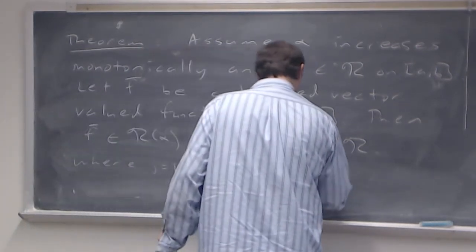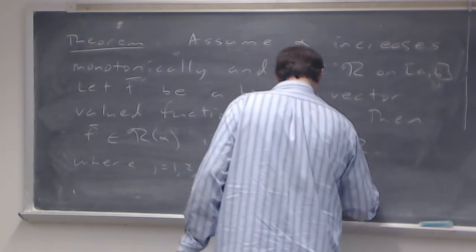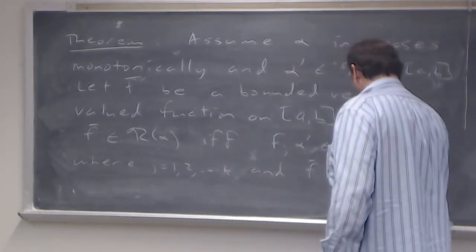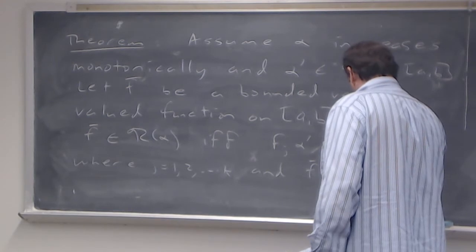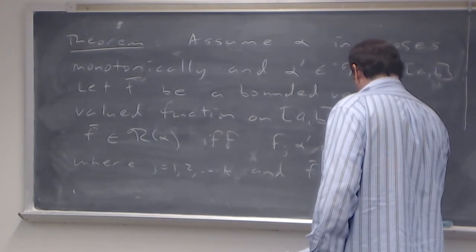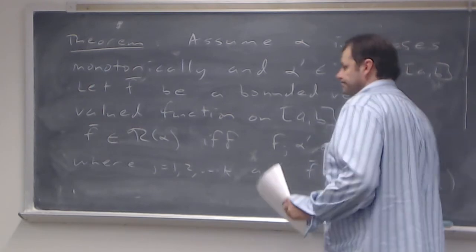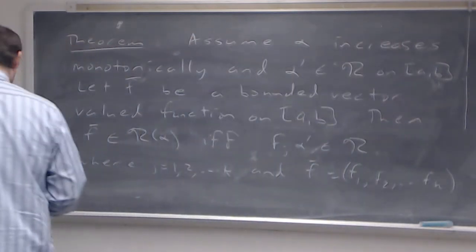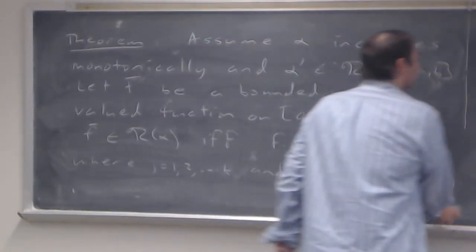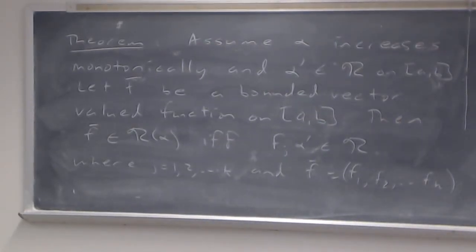And again, f bar is equal to the function whose component functions are f sub 1, f sub 2, all the way to f sub k. We're not going to prove that one either.